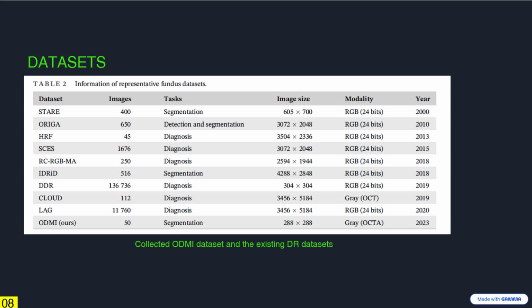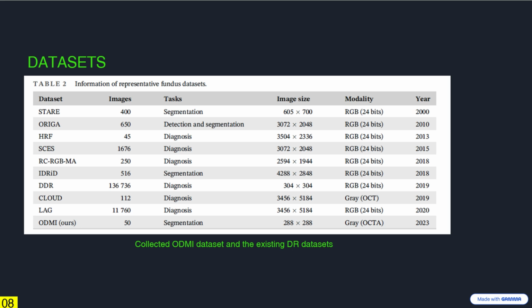They describe some information on the ODMI dataset compared with existing diabetic retinopathy datasets. As seen in Table 2, it lists information on common fundus databases. Most existing external datasets have image level annotation, and several DR, or diabetic retinopathy, datasets also have pixel level annotation for the lesions.